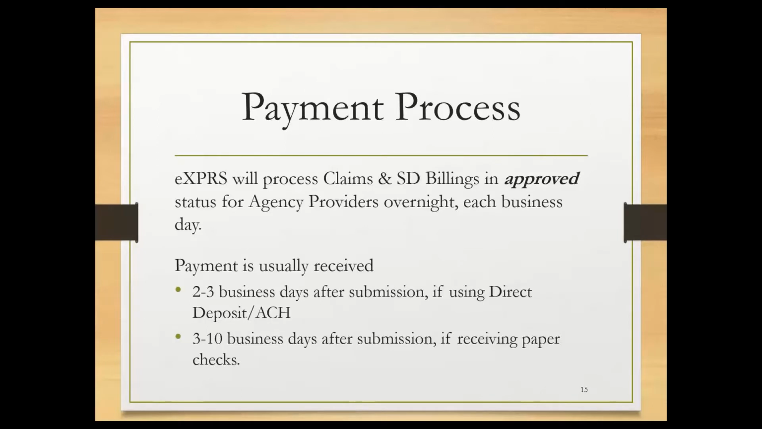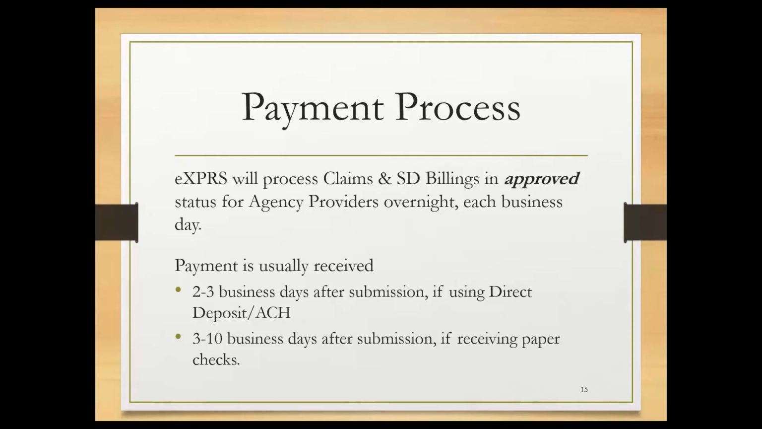So for the claims that you would submit yourself for residential services, group homes, supported living, or the claims and the SD processes that are created for Plan of Care, all of those claims and or SD billings that are in approved status get processed by the system for agency providers, like I said, overnight each business day. And so for claims that are then cleared to be okay to pay and have a status of approved, payment is usually processed and received by you as an agency within 2 to 3 business days after submission.